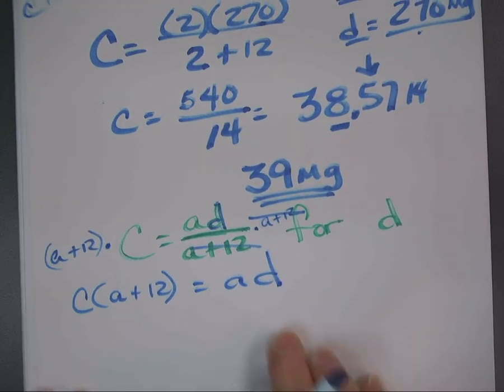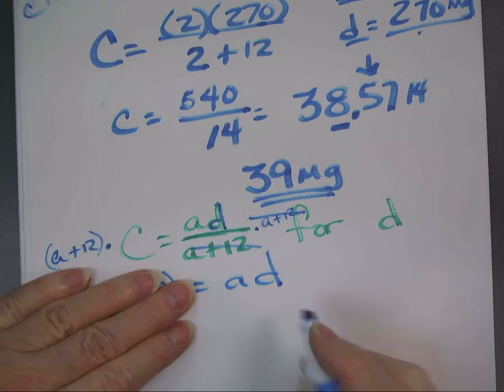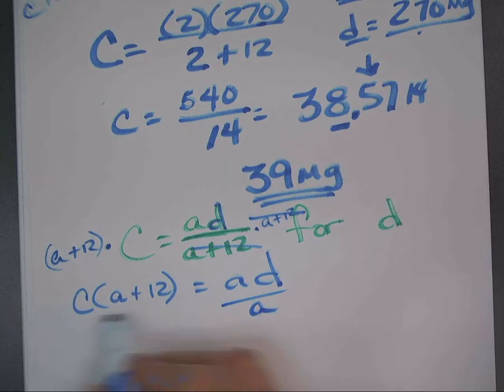We almost have the D by itself. What do we do now to get that D by itself? Is it divide in A? Yeah, divide by A.